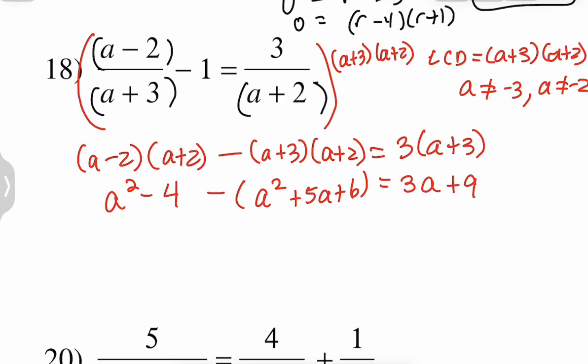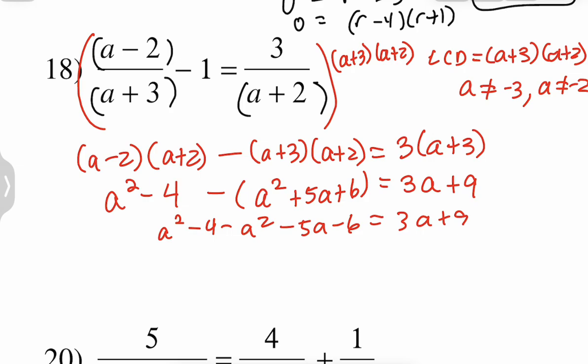And if I make any funky mistakes, please let me know. Now, the parentheses were helpful to identify that we are subtracting. So let's multiply that list by negative 1. So we get a squared minus 4 minus a squared minus 5a minus 6.